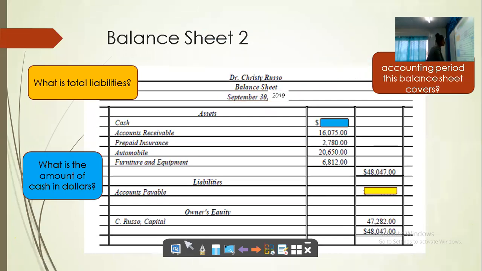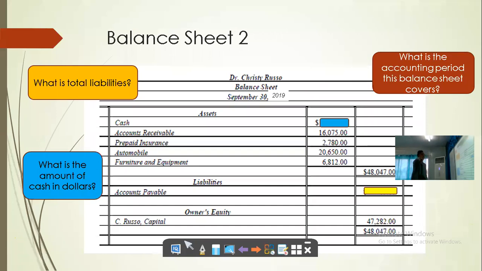So, what is the accounting period of this balance sheet? Any idea where we get this from? September 30, 2019. No. What is the accounting period for the balance sheet presented here? Where do we get this information from? The month of September, 1st to the 30th. So what's the accounting period? When does it start and when does it end?